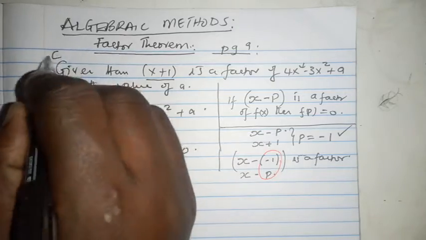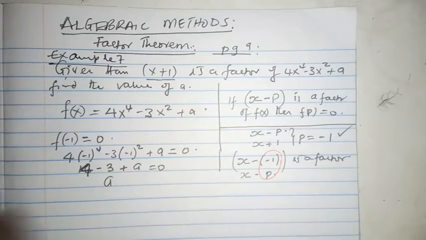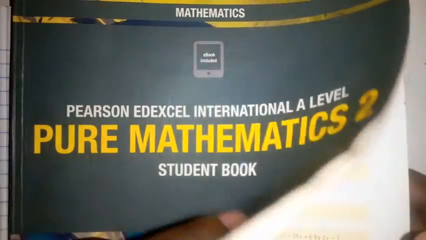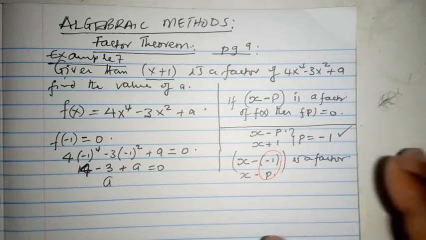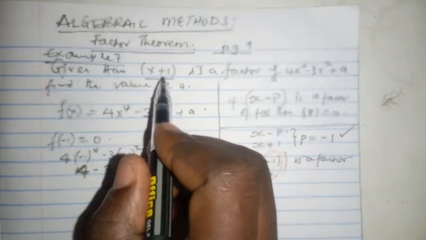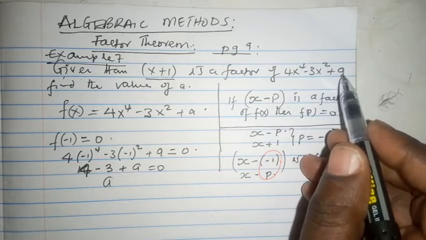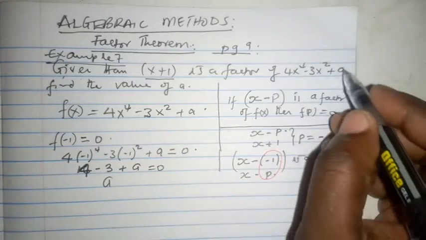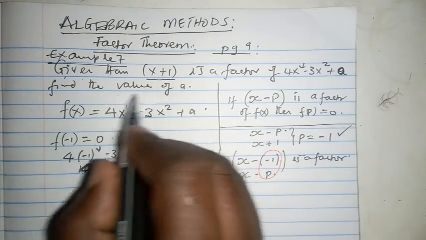Example 7. I want to explain example 7 of Chapter 1, which is Algebraic Methods of Pure Mathematics 2. And this is what we are told in that question: given that x plus 1 is a factor of 4x^4 minus 3x squared plus a, find the value of a. This is a, not a 9. Find the value of a.